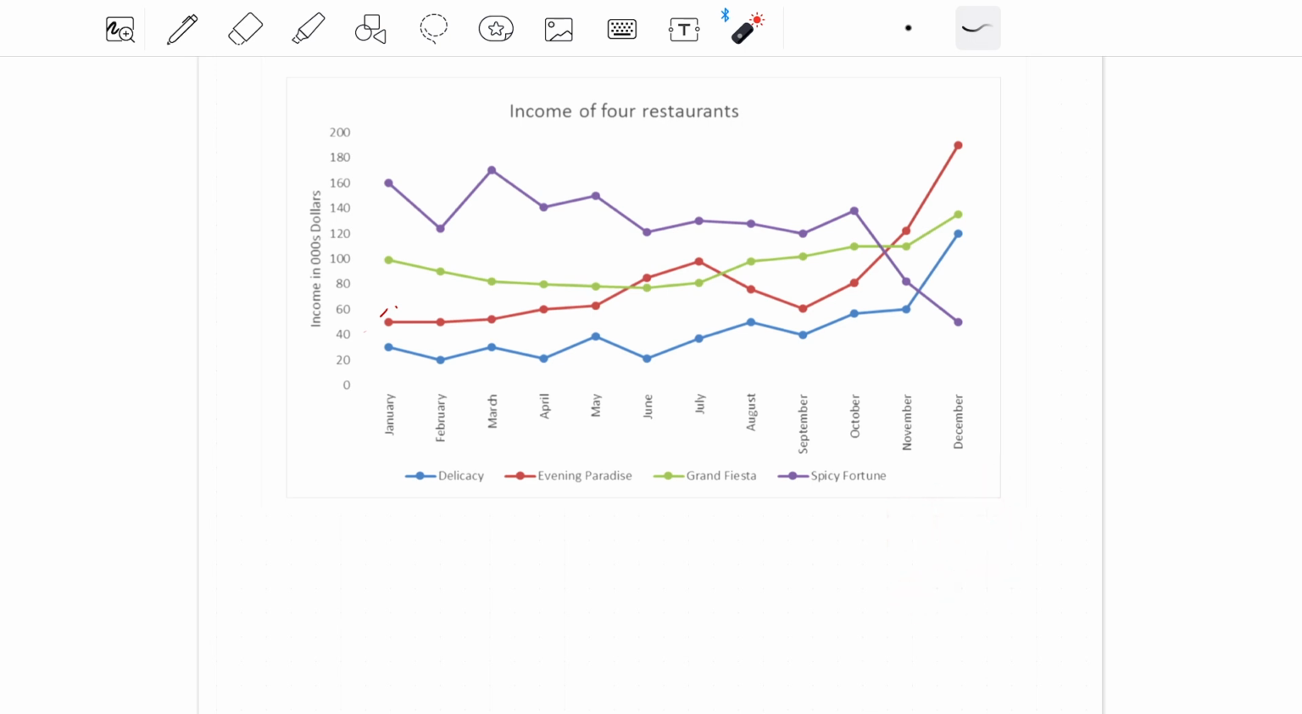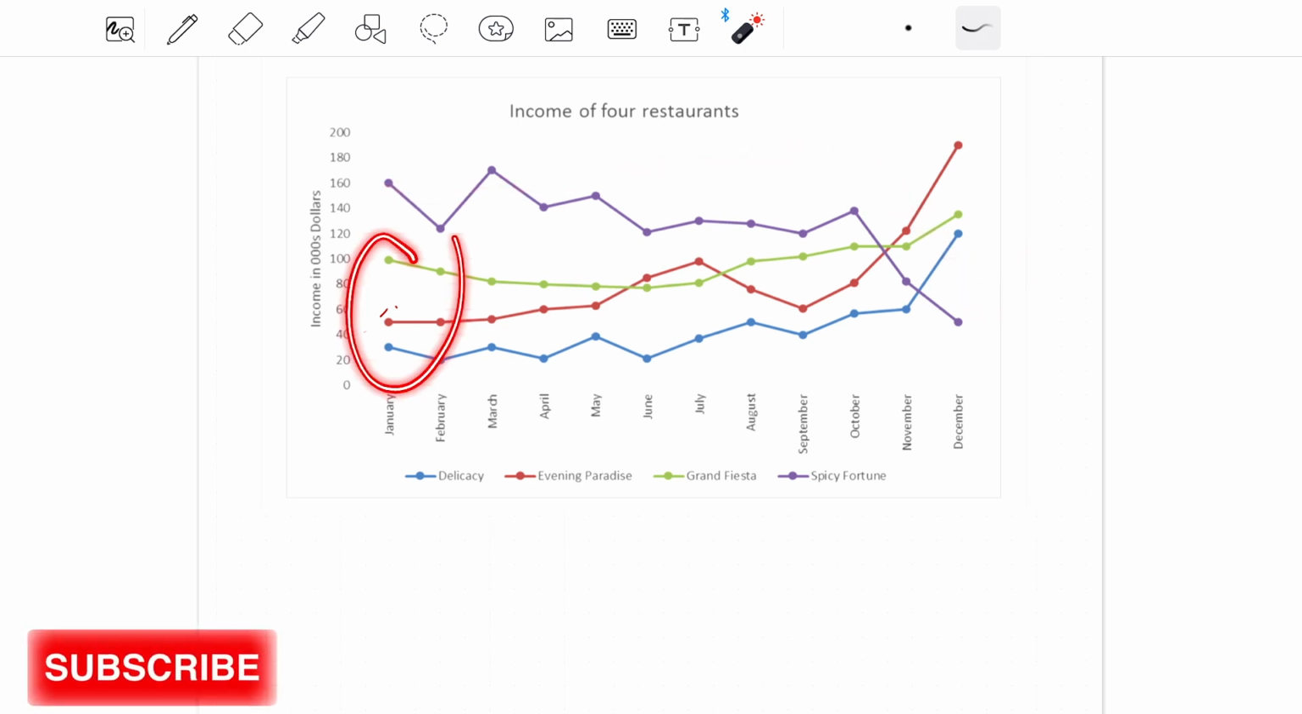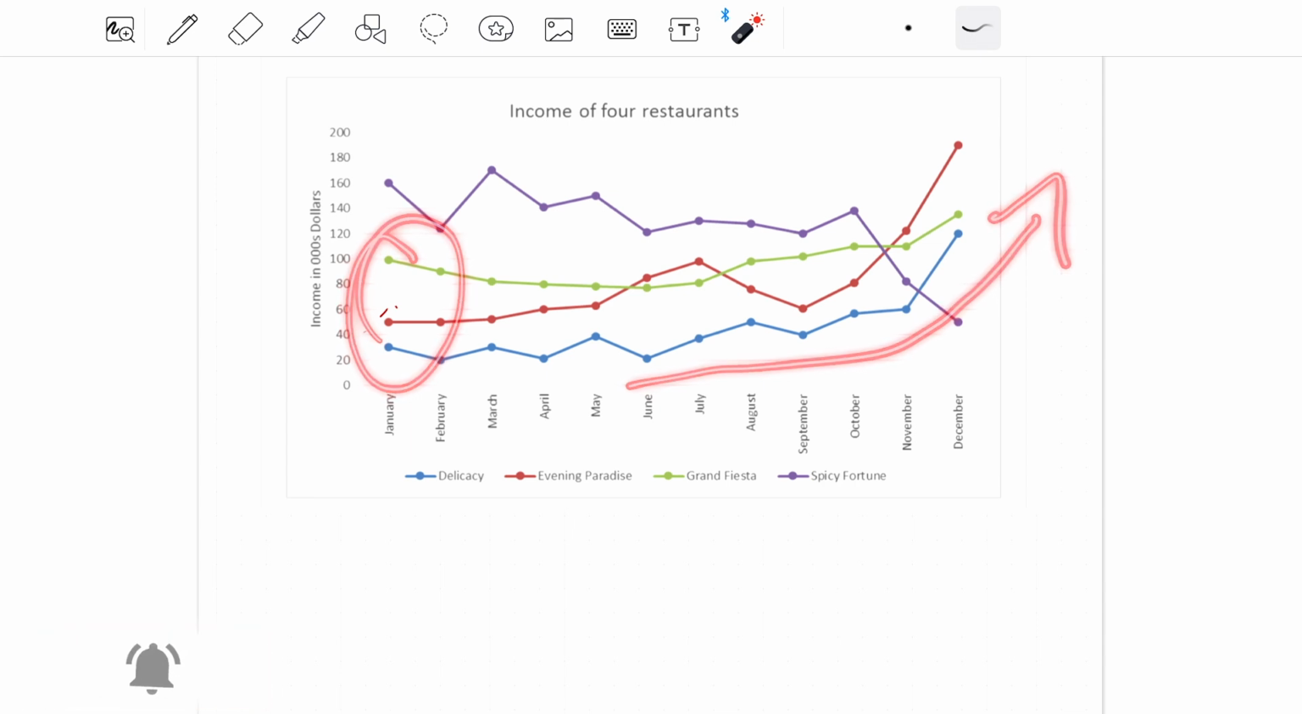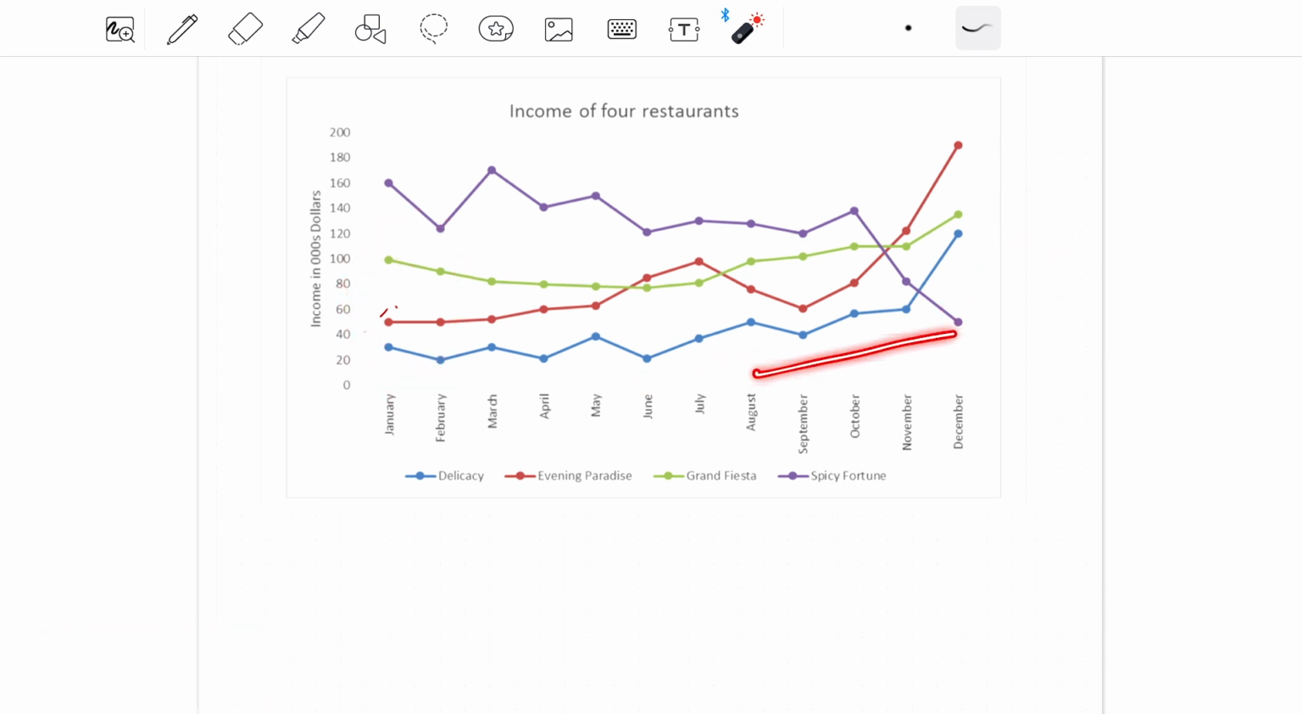So in this case, the things which you will highlight is that Spicy Fortune was the highest earner, then it declined suddenly, and while these three increased, especially Delicacy and Evening Paradise, they increased significantly, right? So this will be your overview paragraph.